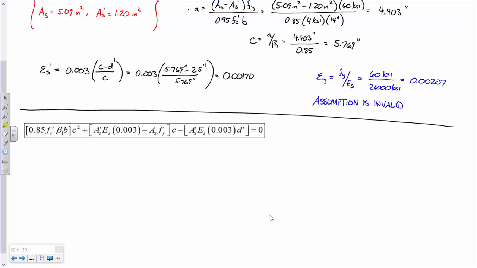So what I'm going to do is calculate each one of these coefficients. Okay, so 0.85 f'c beta 1 b. That's 0.85 times 4 ksi times 0.85 times b. And what's b? 14 inches. What does that come out to be?